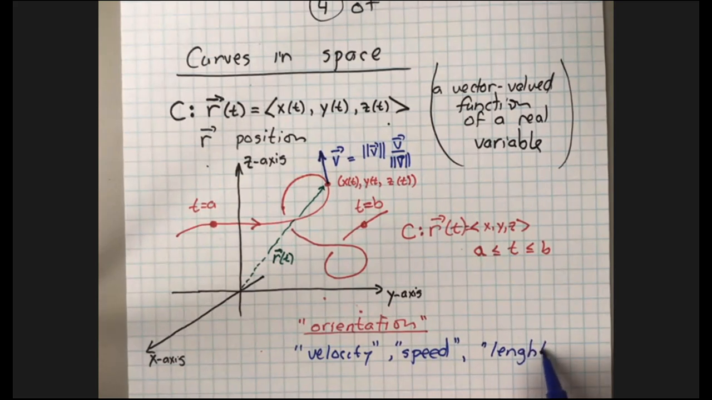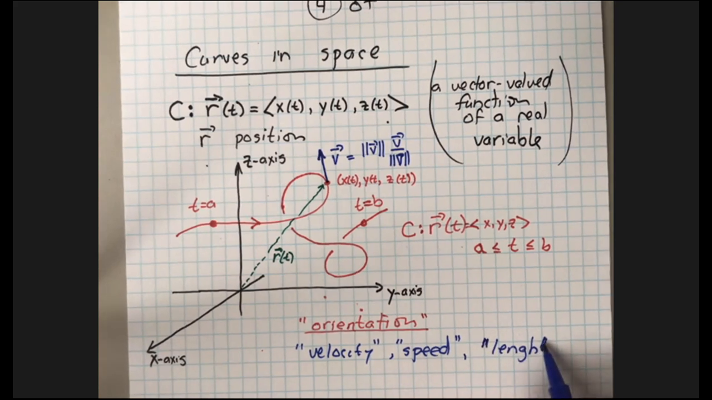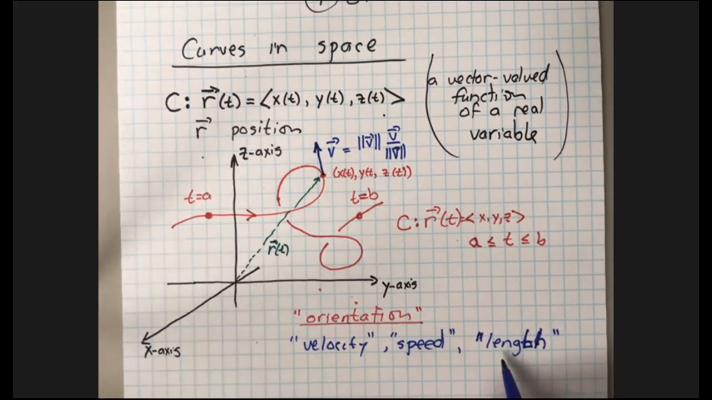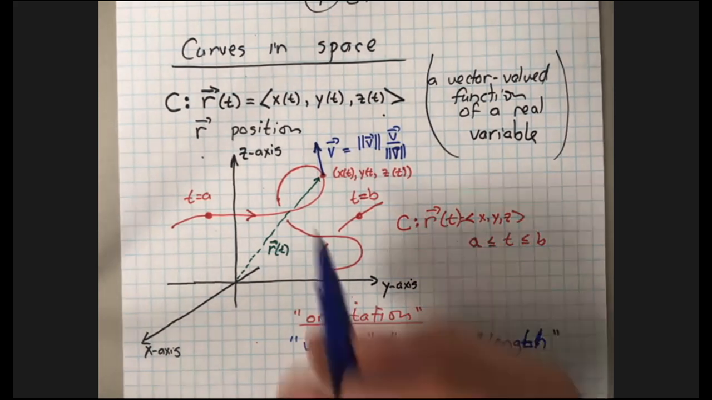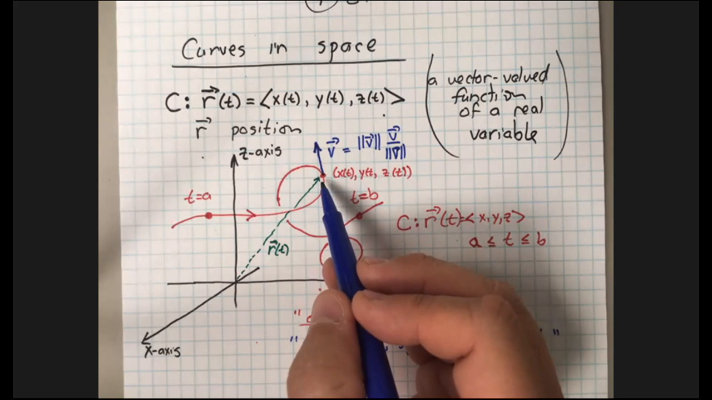And again, if I was flying an airplane, length would be really important to me because I would somehow want to know the distance I've traveled, length or distance, because I need to know if I have enough fuel in the plane. Okay, velocity, speed, length. Let's look at this point right here. I'm just orienting you to words right now. I will give you more meaning to the word shortly.